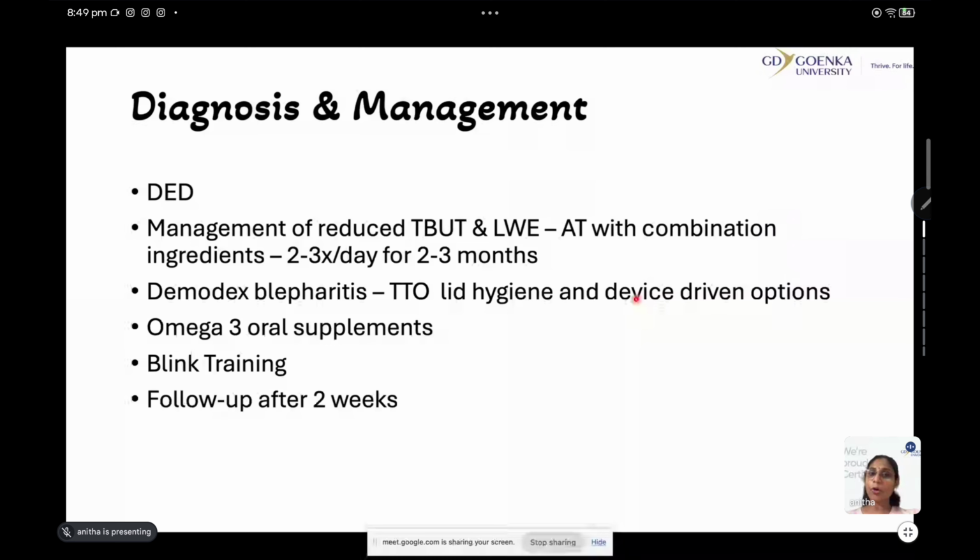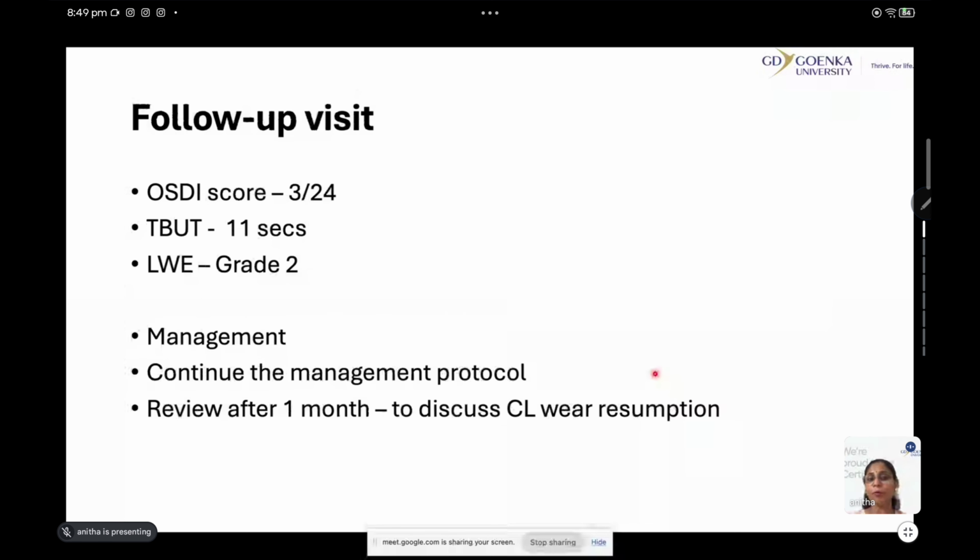Demodex blepharitis. Tea tree oil based lid hygiene and device driven options were provided to her, both in-office and at-home therapies. Lid wipes which have tea tree oil were recommended for her for a period of 15 days, and post that she was doing great. Omega 3 oral supplements were recommended, blink training exercises were given, and follow up after 2 weeks.